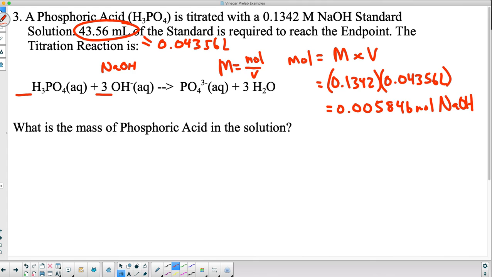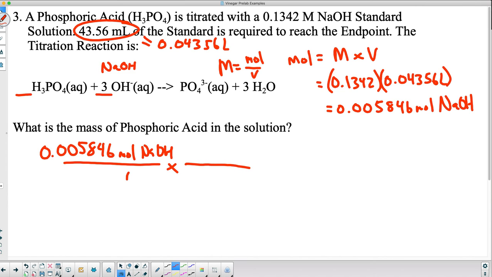Okay? So now this says what's the mass of phosphoric acid? Well, there's a couple of things we need to do. The first step, and I'm going to start down here, is I need to start with the number of moles of sodium hydroxide and then change that to moles of phosphoric acid. That's actually a lot easier than it sounds like. So this is the sodium hydroxide, all of that over 1, and then I'm going to multiply by, and I'm going to use these coefficients to make this happen. So that means 3 moles of NaOH on the bottom and 1 mole of H3PO4.